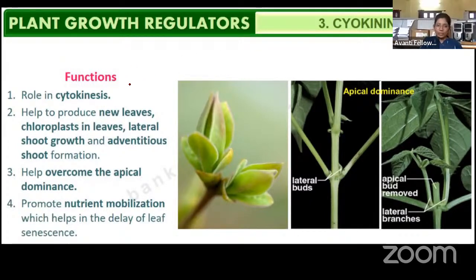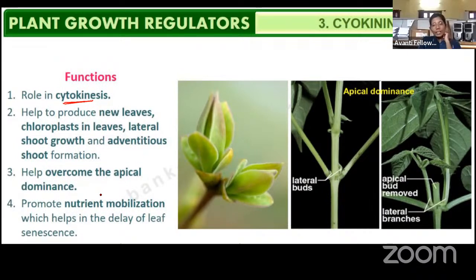What is the function of cytokinins? As I said, they are helpful in cytokinesis. Kinesis is division, cyto is cytoplasm. So they mostly help in cytoplasmic division and help produce new leaves, chloroplasts in leaves, lateral shoot growth, and adventitious shoot formation. All these happen only by cell division, right? So if new leaves have to be formed, a shoot has to grow, or adventitious roots have to be formed, right? If roots have to be formed, auxin should be more than cytokinin.